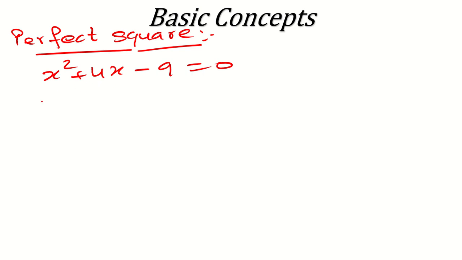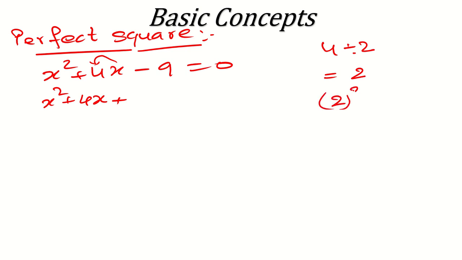The second step: the first two terms you will write the same. Now what is the coefficient of x? 4. So divide this 4 by 2. What will be the answer? The answer will be 2. Now square this answer, whatever answer you are getting, and this square will be added and subtracted here. Make sure that you are doing both addition and subtraction.